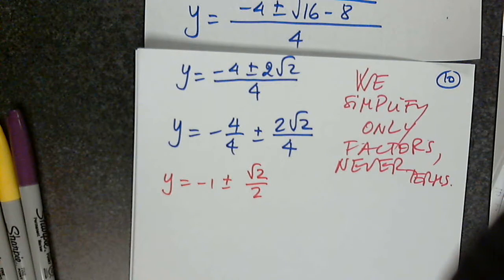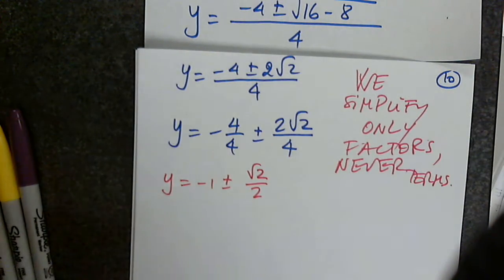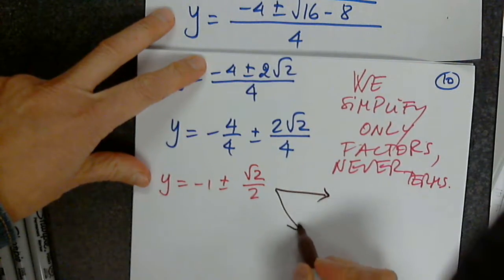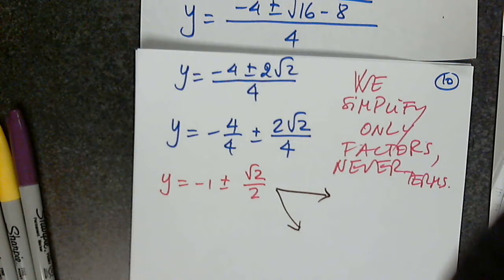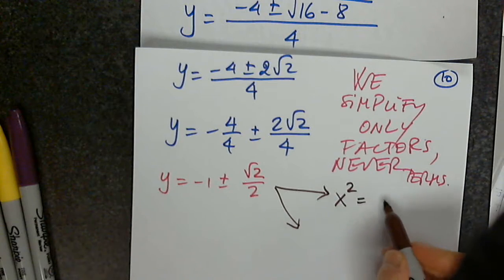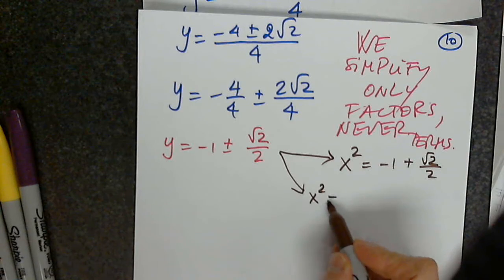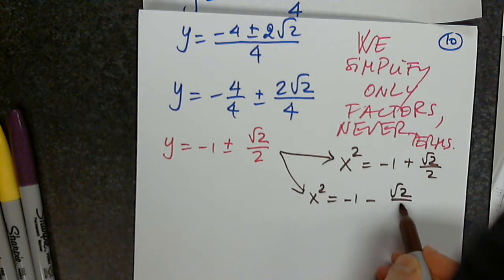Is it done? No. We created a new variable. We are very proud of it. But we have to present the solution using the variable in the problem, not what we created. So now we have 2 equations to solve. Which equations? Y equals negative 1 plus the square root of 2 over 2, and Y is x squared. So x squared equals negative 1 plus the square root of 2 over 2, or x squared equals negative 1 minus the square root of 2 over 2. Awesome.